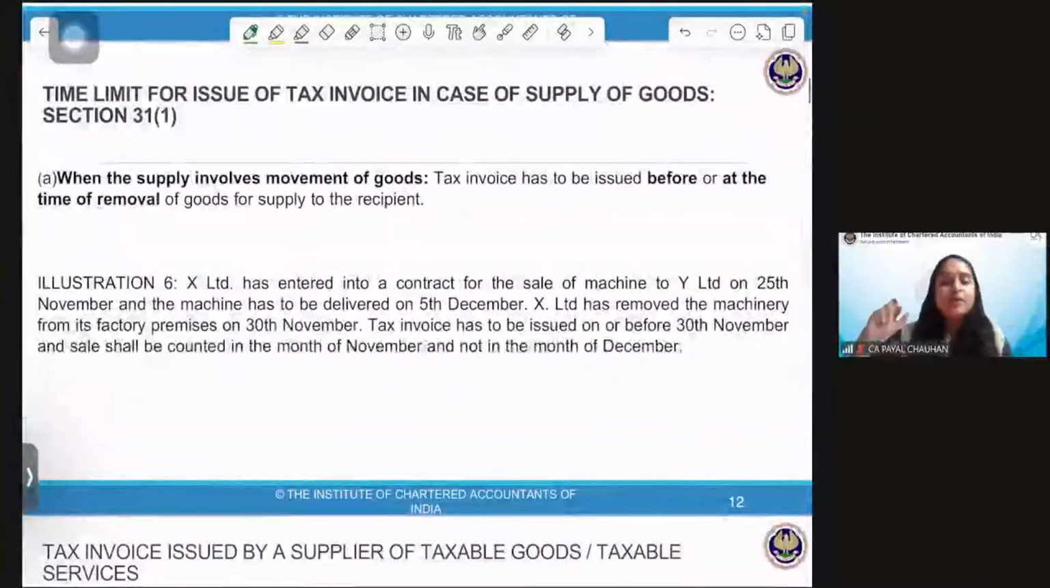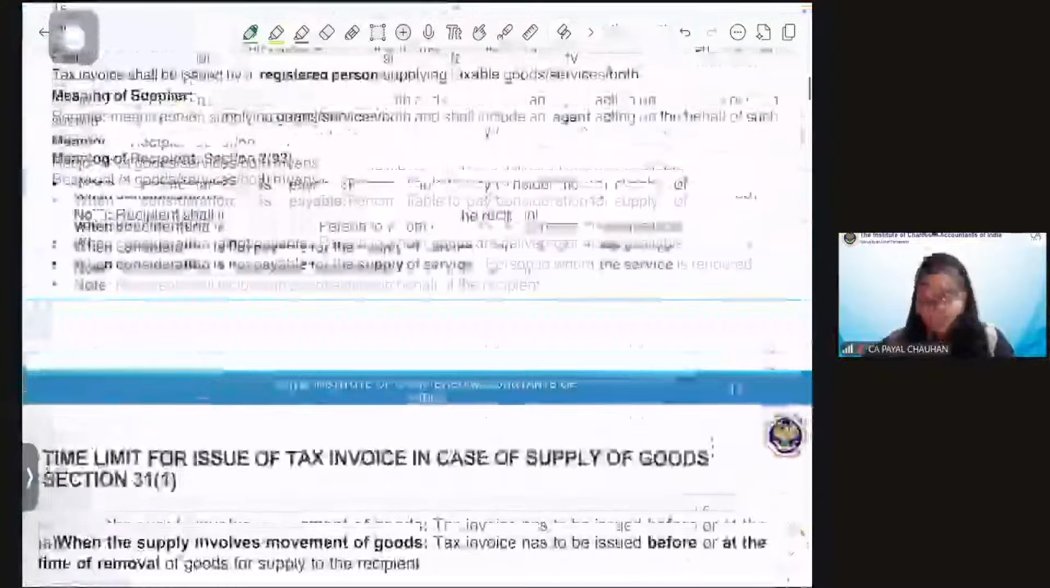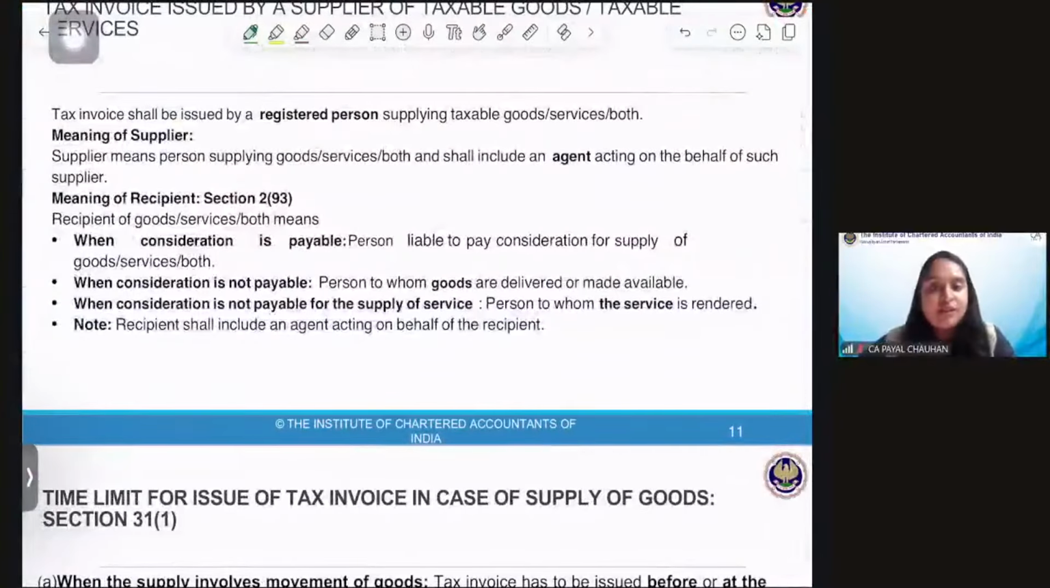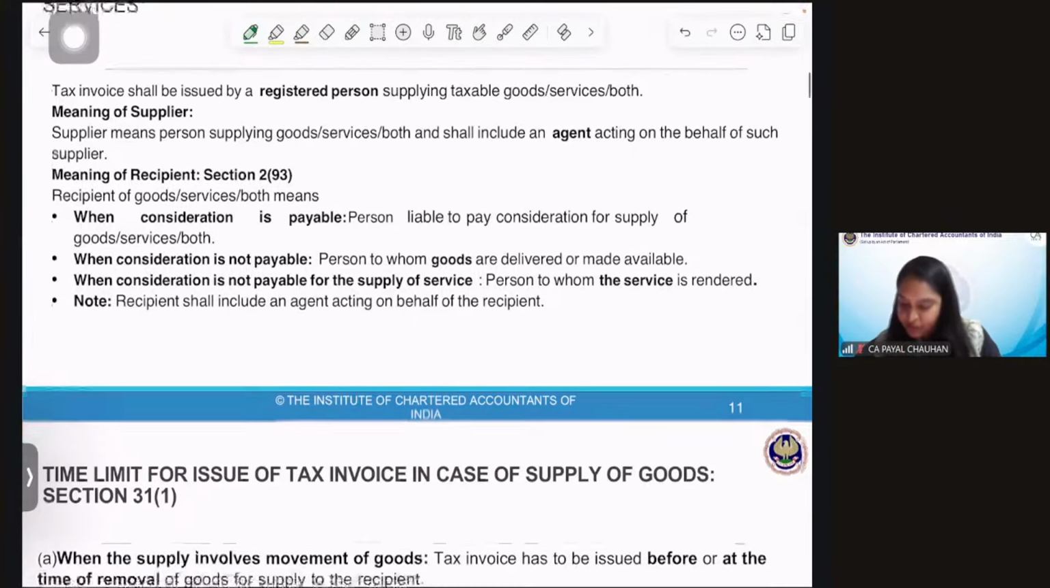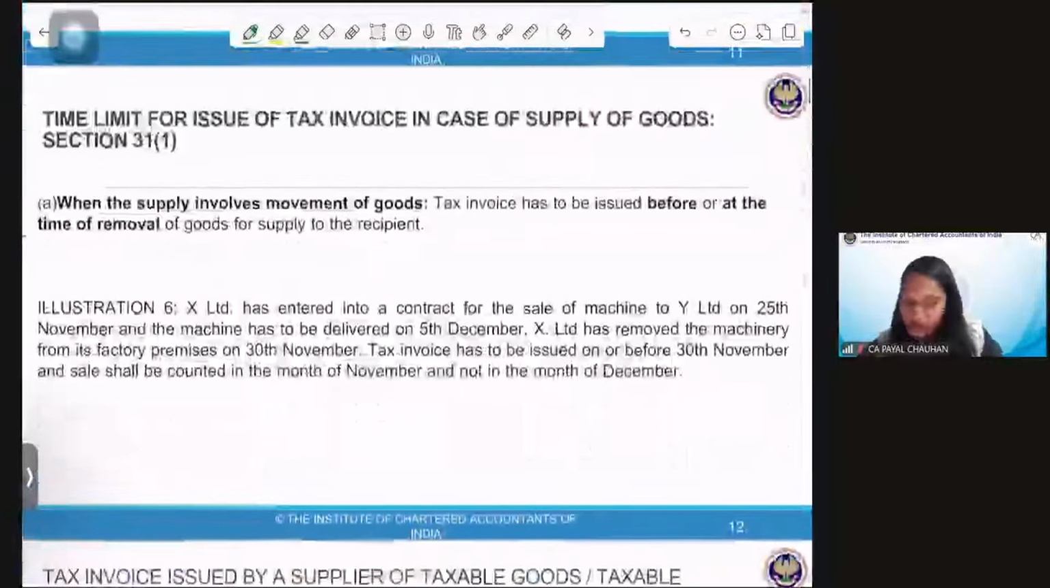Now we are on the question of time limit. If the movement of goods is involved, the invoice has to be issued at or before the, fill in the blanks. Perfect. At or before the time of removal. Perfect answer.